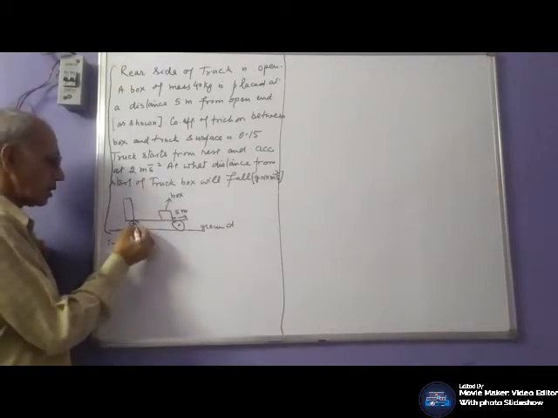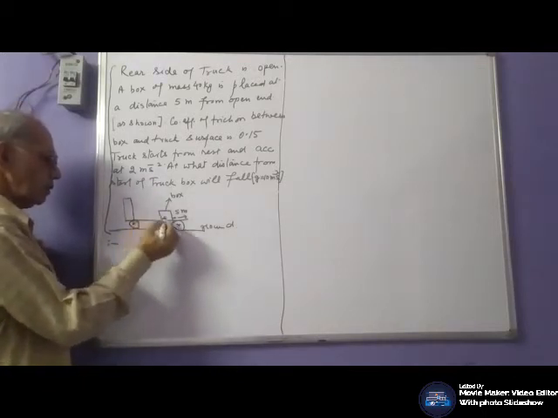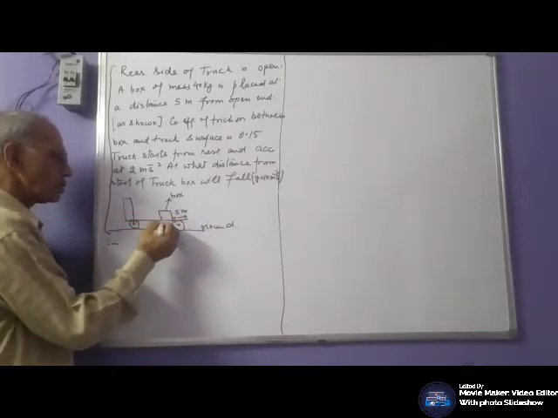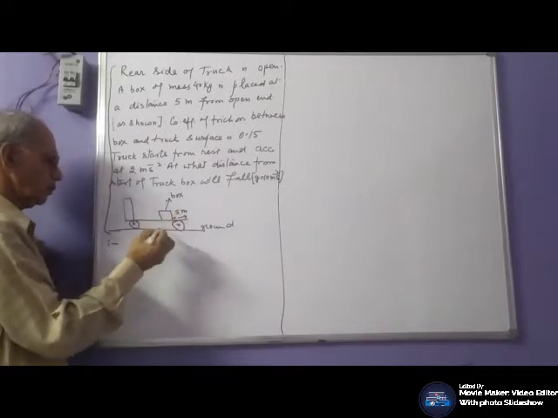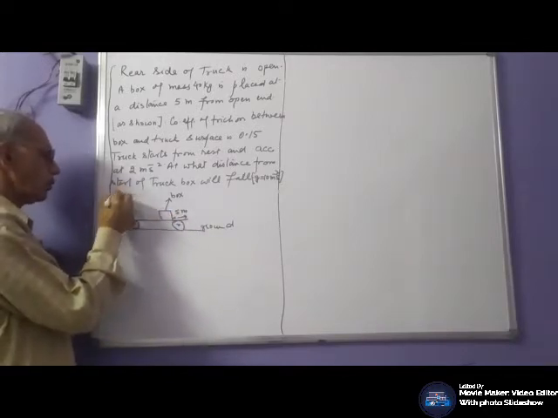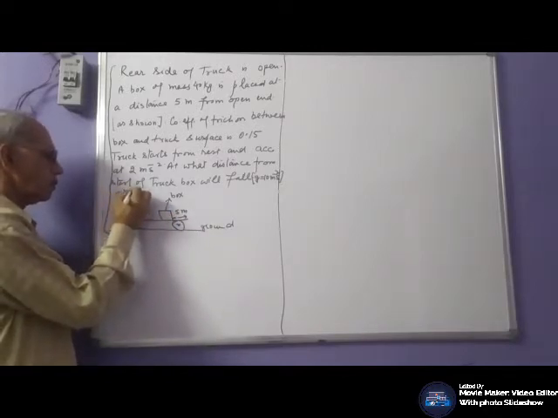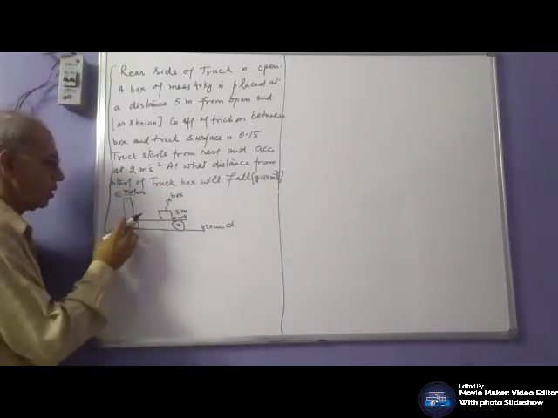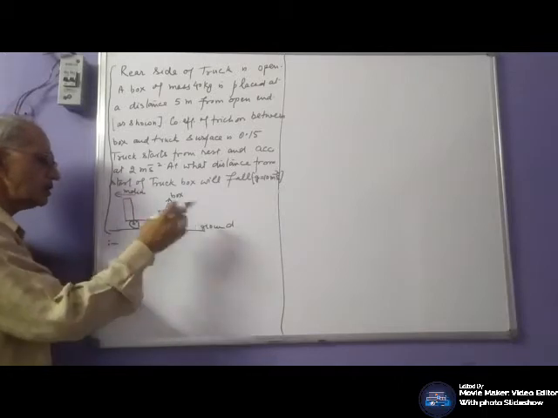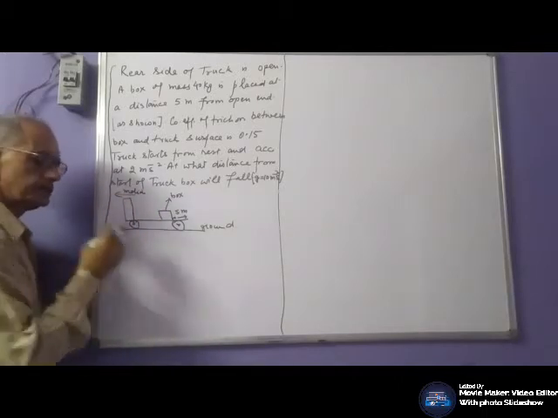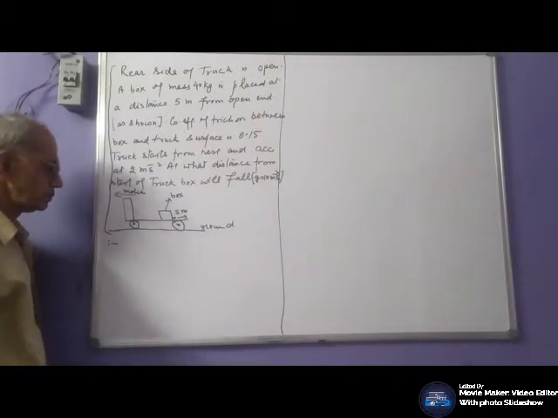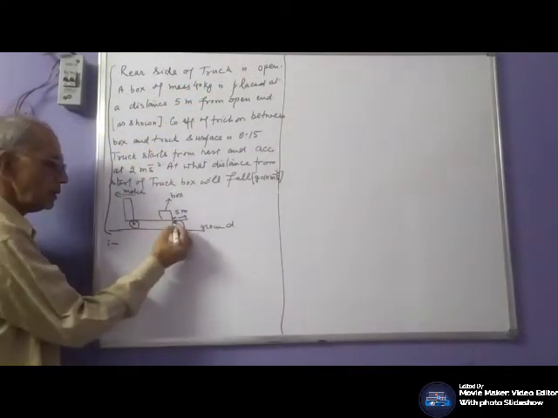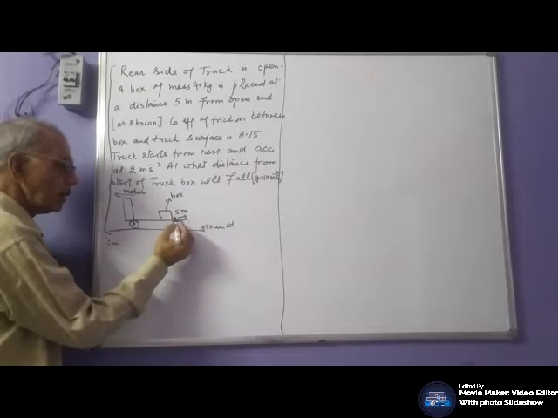This is a truck. There is a box on this truck. This is the motion of the truck. This truck is in motion in this direction. Rear side of the truck is open. ये जो पिछला हिस्सा है ये ओपन है.